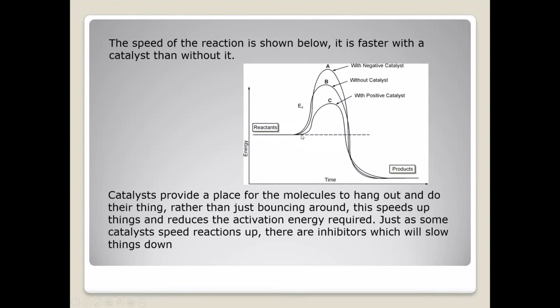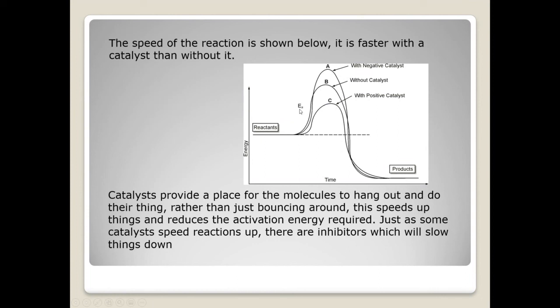So here we have graph C showing a positive catalyst. If we were to draw lines horizontally across C, B, and A, you'll see that a normal reaction, illustrated by curve B without a catalyst, has a moderate amount of energy. This isn't a great graph in my opinion, but it starts here and ends somewhere in the middle. So it takes X amount of time without a catalyst. If I want to speed things up, I will add a positive catalyst.